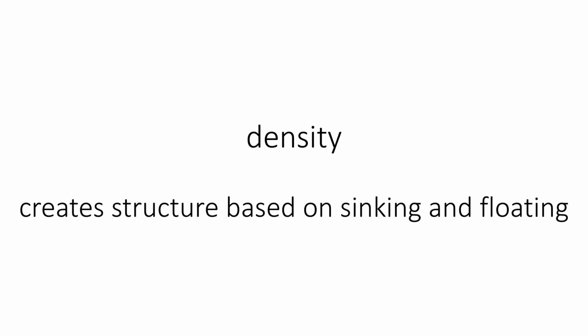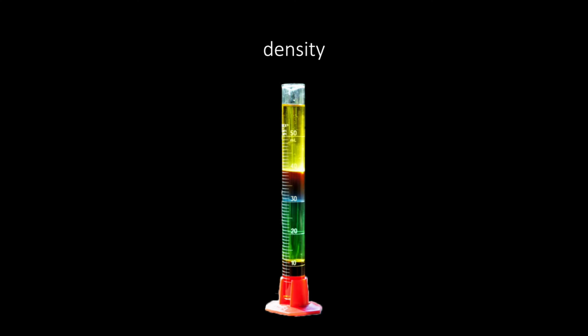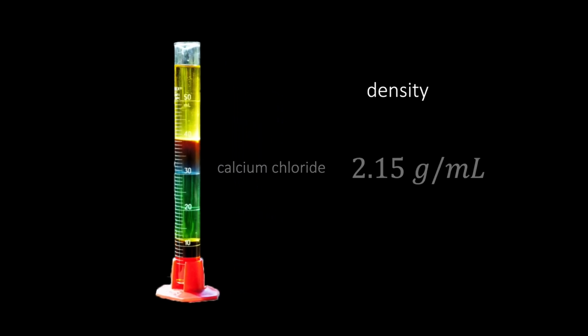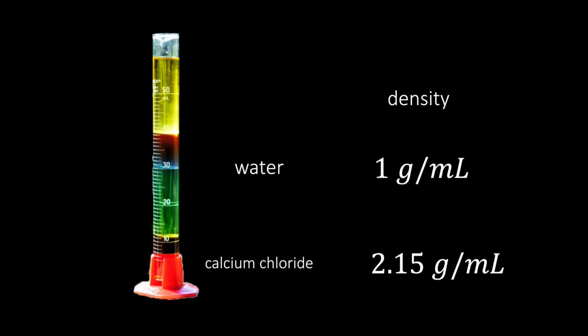More dense objects sink, less dense objects float, and that creates layers in our world, from layers in the core, mantle, and crust of the Earth to layers in the atmosphere of oxygen, more oxygen as you're at sea level, and then less as you get higher. The density of calcium chloride is 2.15 grams per milliliter. Compare that with the density of water. Water has a density of 1 gram per milliliter. So if you pour excess calcium chloride in water, it will sink to the bottom of the water and form a carpet of salt there.